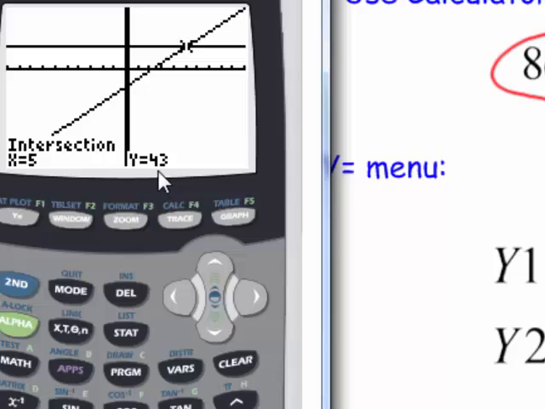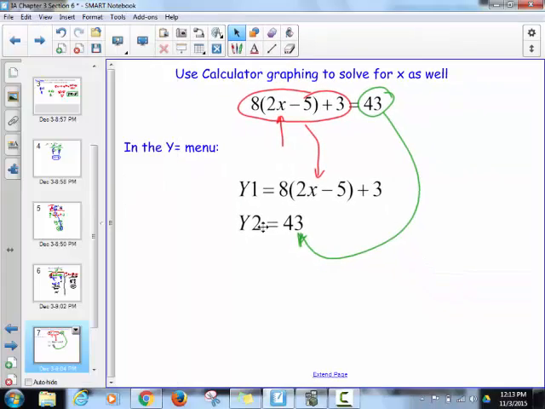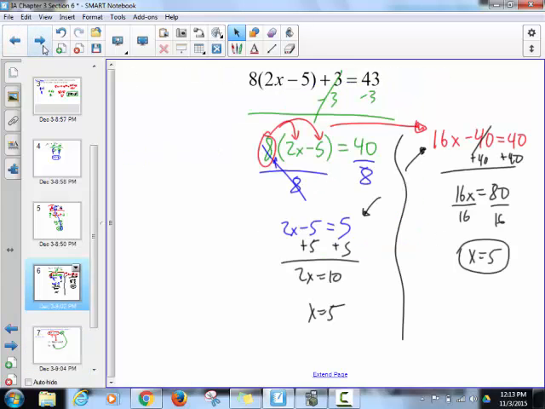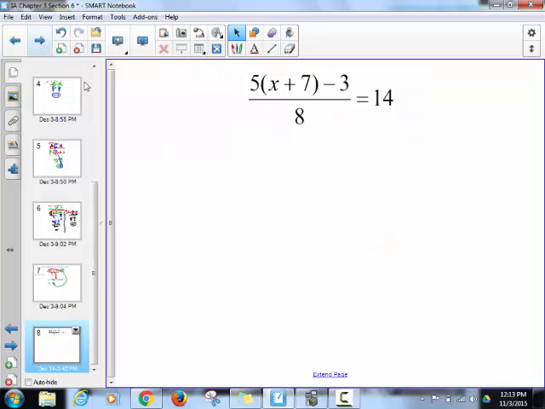So when y is 43, x is 5. So I should get a solution of 5, which we just did that one, right? Isn't that what we got? X equals 5? Perfect. Okay. So let's use our calculator here first before we solve.